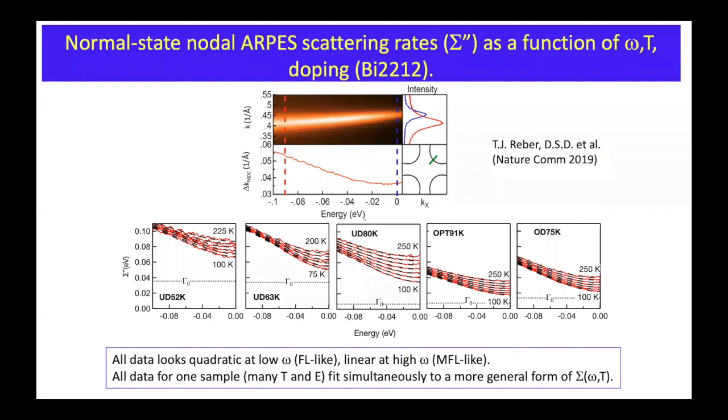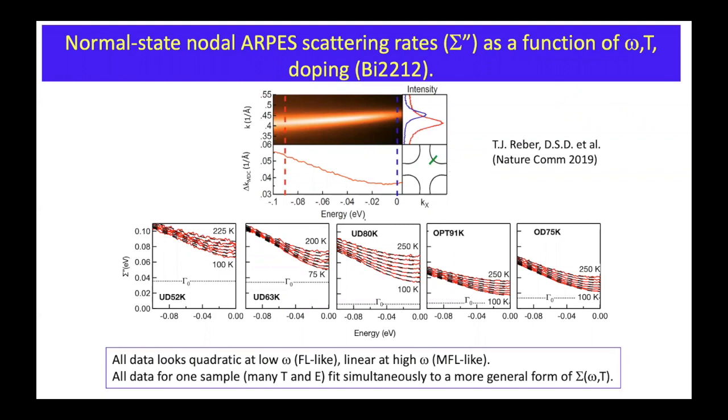I'll tell you more about that. Anyway, this is one cut at one temperature, one sample. Now here's many different doping levels from underdoped, optimal doped, overdoped at many different temperatures. And then there's many families of these put together, okay?